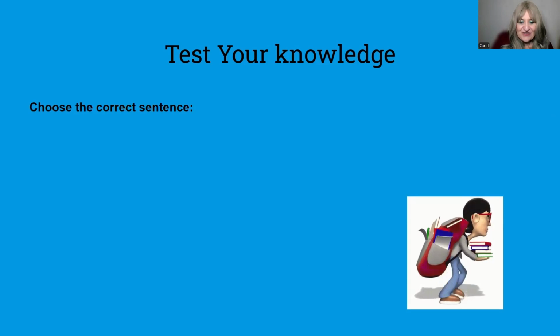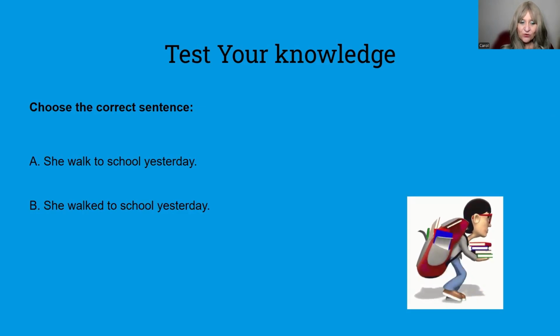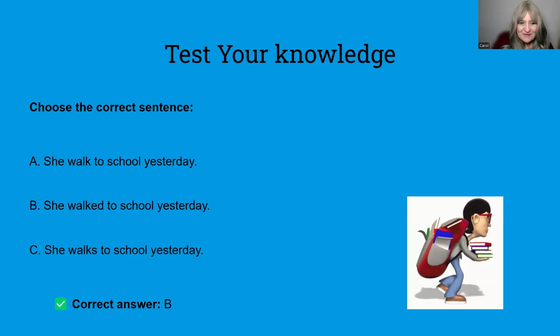So choose the correct sentence. A, she walked to school yesterday. B, she walks to school yesterday. Okay, if you want to stop or pause the video to think, stop and pause the video, have a think. And the correct answer, of course, is B. She walked to school yesterday.